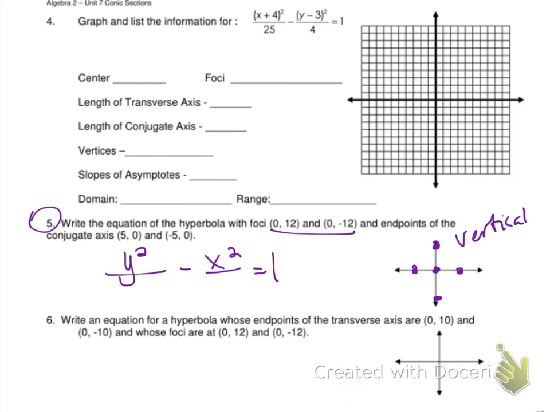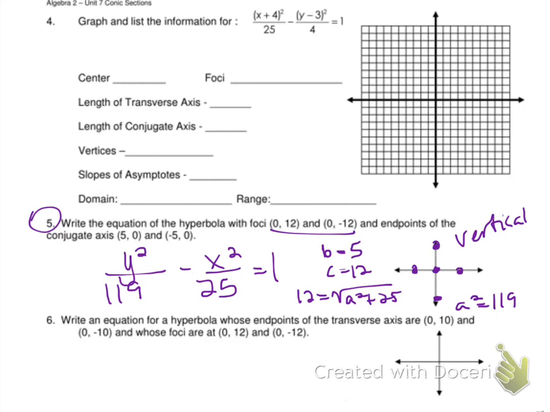Okay, so because of that, I know that b is 5, and I know that c is 12. If I use that information in c equals the square root of a squared plus b squared, and solve that, and I'm not going to show all those steps, then you get a squared equals 119. So that tells me that this is 119 and that this is 25. Okay, so you do need to be able to write an equation when you're given information, and so that's one for maybe you to try.